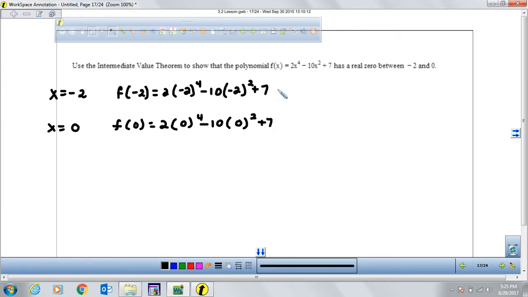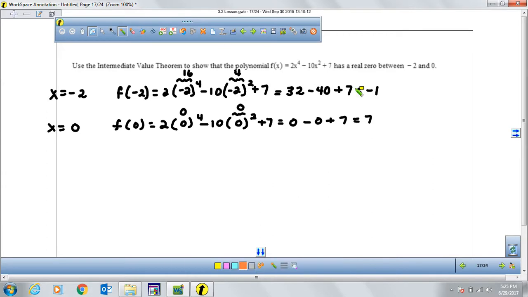So the first one, if I evaluate it, -2 to the 4th power is 16, and 16 times 2 is going to be 32. -2 to the 2nd power is 4, times -10 is minus 40, and then plus 7. So 32 minus 40 is -8, plus 7 is -1. The second one, 0 to the 4th power is 0, times 2 is still 0, minus 0 to the 2nd power is 0, times -10 is 0, and then plus 7. Those three are going to give me 7. So what inference can we make out of this?